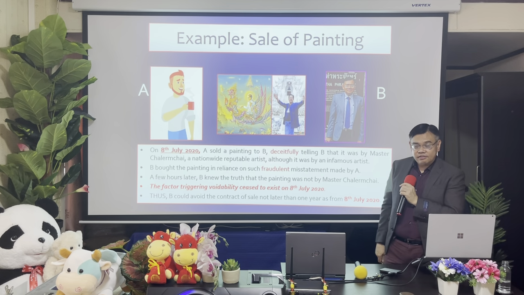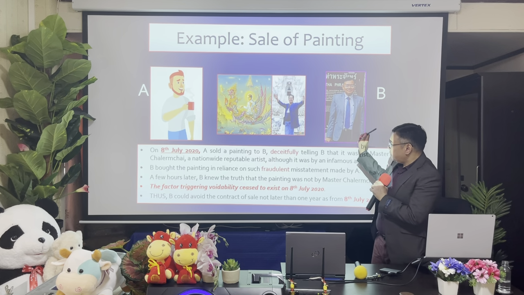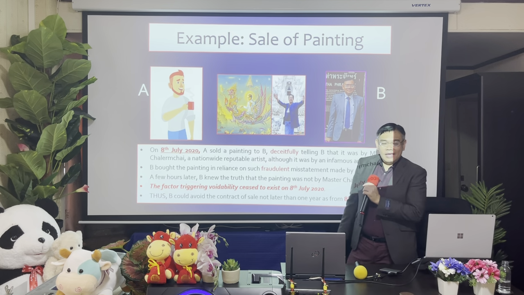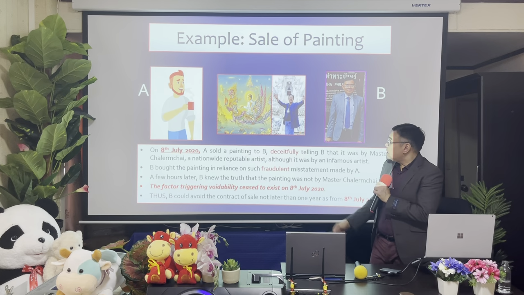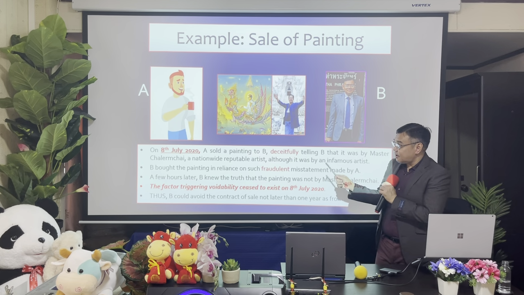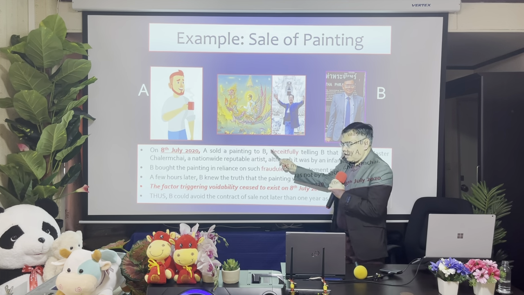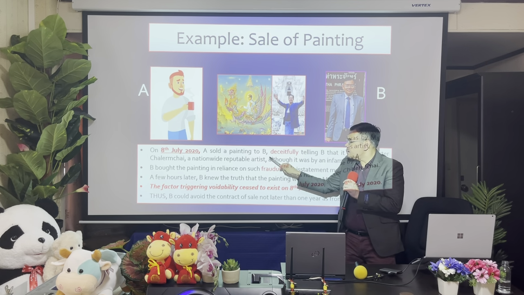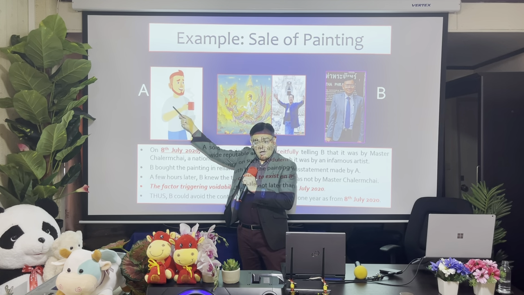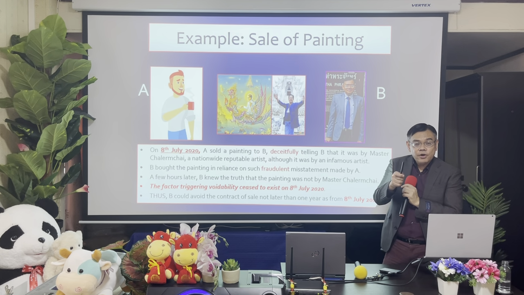So in this case, A gave B a false statement to induce B to buy this painting, and B believed the lie told by A, and in reliance on this misstatement, B bought this painting from A. We have seen that this is the case of what? That is the case of fraud. Remember, it is a statement given from one party to the other in a deceitful manner in order to induce the other party to enter into a juristic act with the first party. So in this case, this contract is voidable on the ground of fraud.